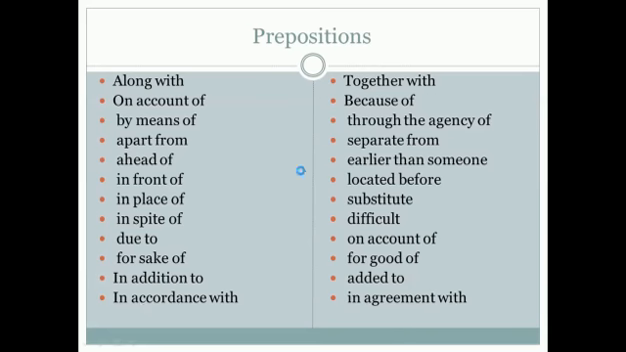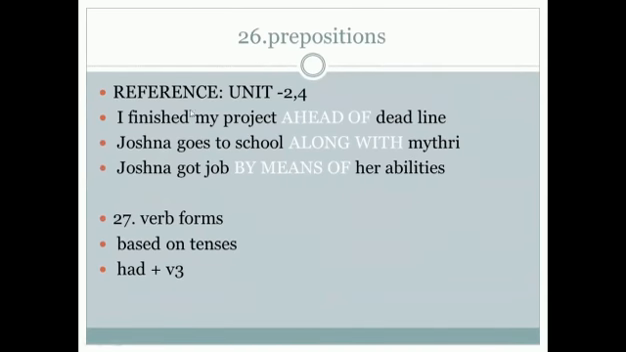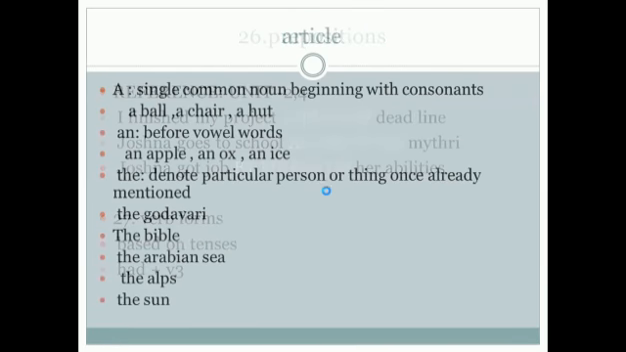And the next slide was preposition. I finished my project ahead of deadline. Joshna goes to school along with Maitri. Joshna got a job by means of her abilities. And 27, verb form, it is based on tenses and had plus V3.